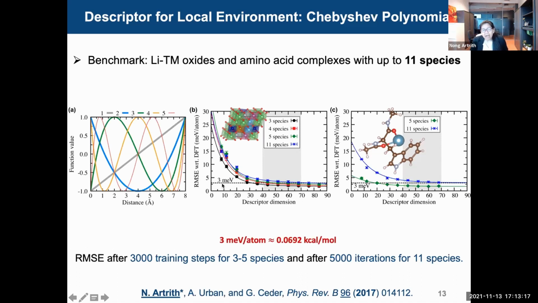You can see that for many different types of structures and chemical species, it really gets very low root mean square errors, around 3 meV per atom. And the same also for the molecular system that we have. This is also very accurate. So this means our Chebyshev polynomial descriptor really can work for complex systems.